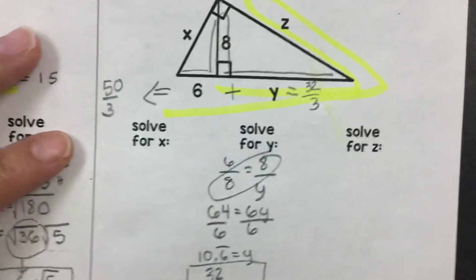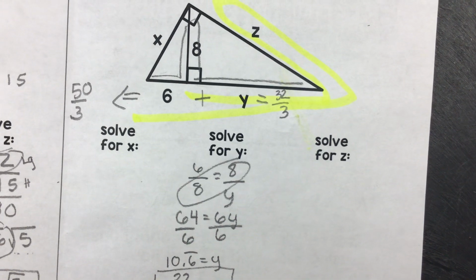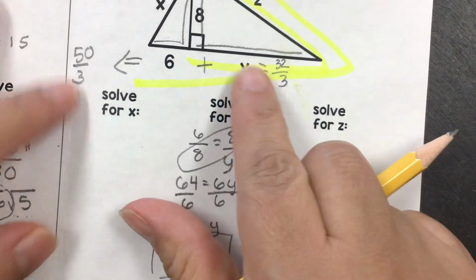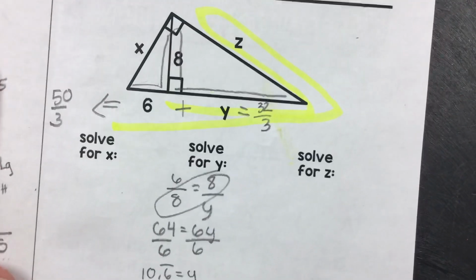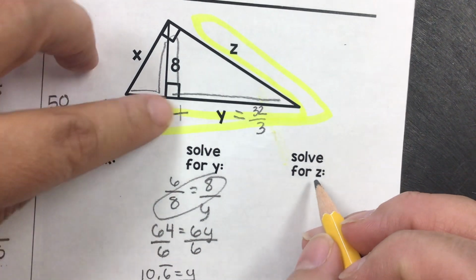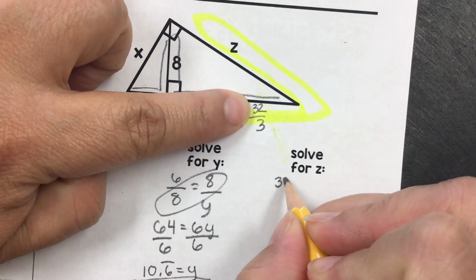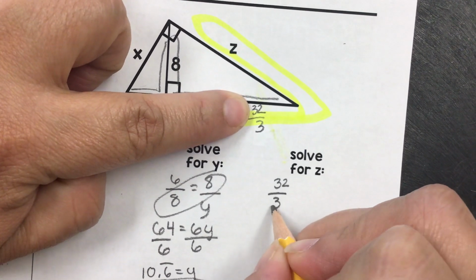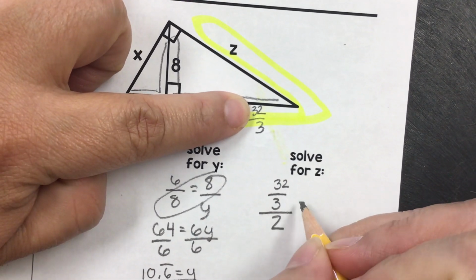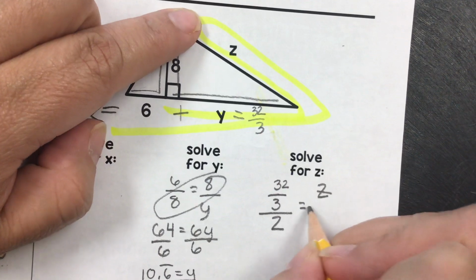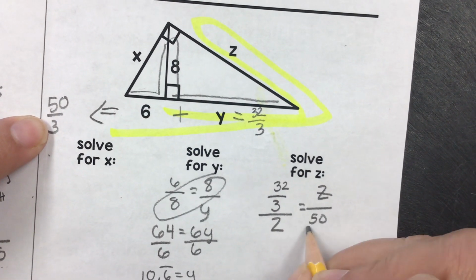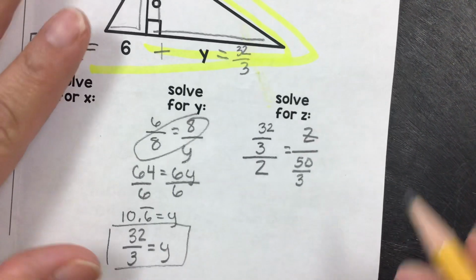If you're using decimal approximations, this is going to be a little bit harder, but it'd be the same process. You add them together. So let me set up z again. I said y. Y was 32 thirds divided by z is equal to z divided by the whole thing, which we figured out to be 50 thirds. We cross multiply.